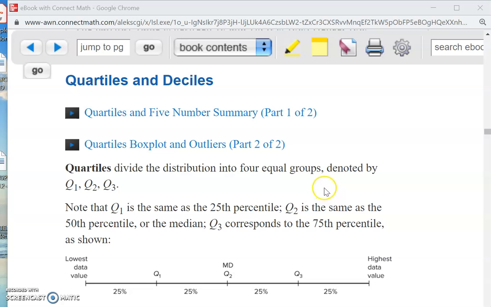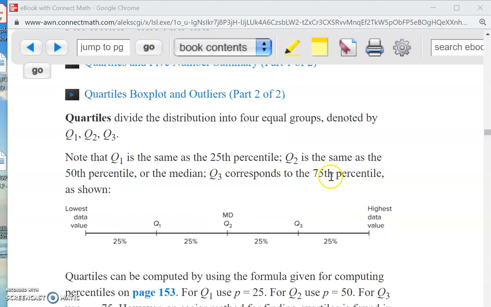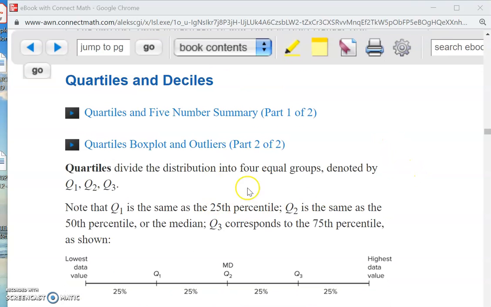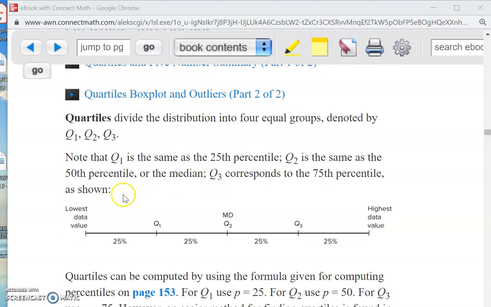Okay, so the next topic is quartiles and deciles. This is a little bit boring, a little bit tedious, a little bit of a drudgery. Just stick with me here, okay? All right, so what we're going to do here is divide the distribution into 4 equal groups. That's Q1, Q2, Q3. What happened to Q4? Hang on one second. A little bit awkward language here.